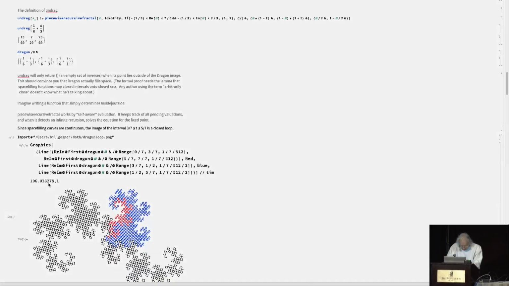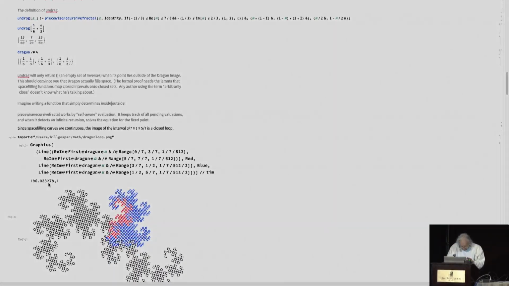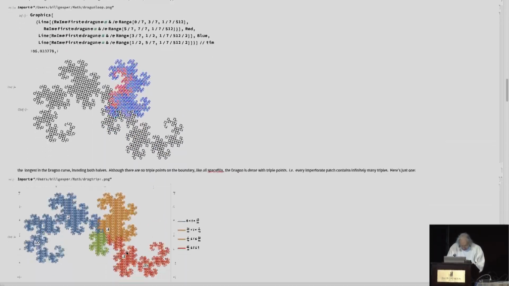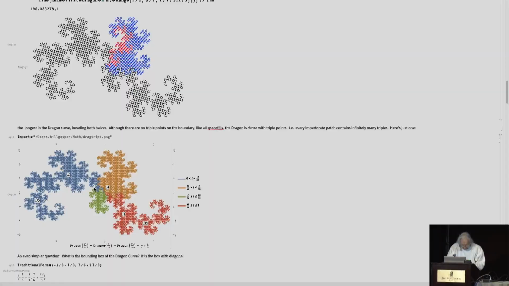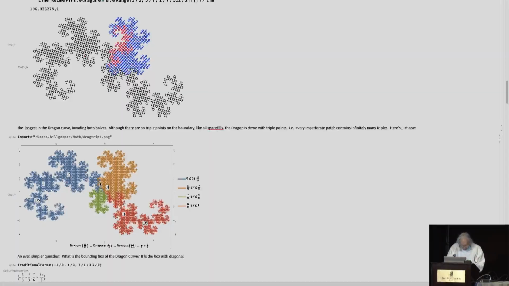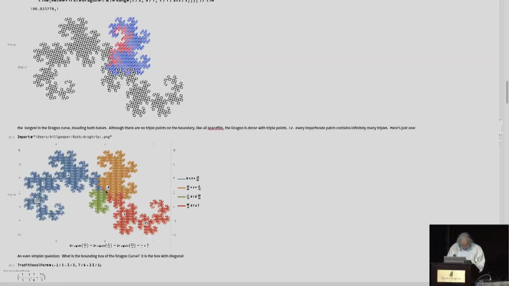You'll notice that if you have a double point, that's a loop, okay, because you start and end at the same place. So in fact, the actual function loops and it invades both halves, like so. Now, it turns out, this is an example of a triple point. Okay, now there's uncountably many, there's countably infinity of, it's dense, that's what I want to say. This dragon curve is dense with triple points.